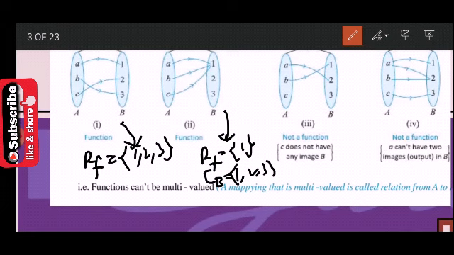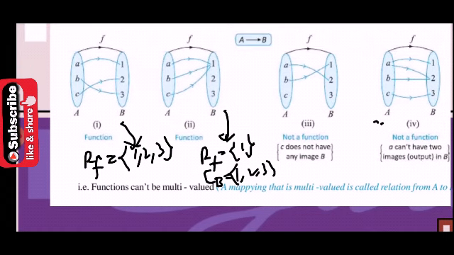But one element in the domain set may not have more than one image, as you see in the fourth section. Here A is mapped with 1 and A is mapped with 2 also. This is not allowed in the case of a function. So in the fourth case, this is not a function.